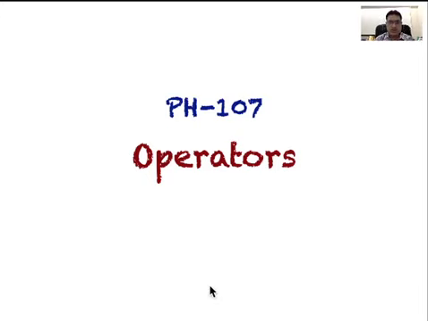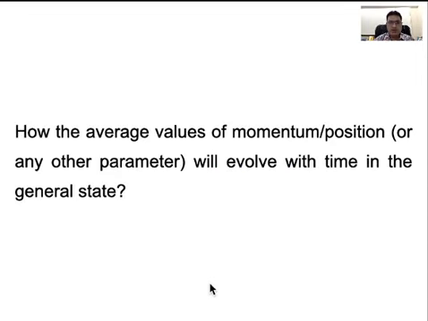Okay, so let's see what we are going to discuss in this class. So there's a very important question that we would like to address: how the average values of momentum or position or any other parameters will evolve with time in the general state. Okay, so this is what we are going to address. So before we come to this main question, we have to introduce several new concepts. So let's start one by one.